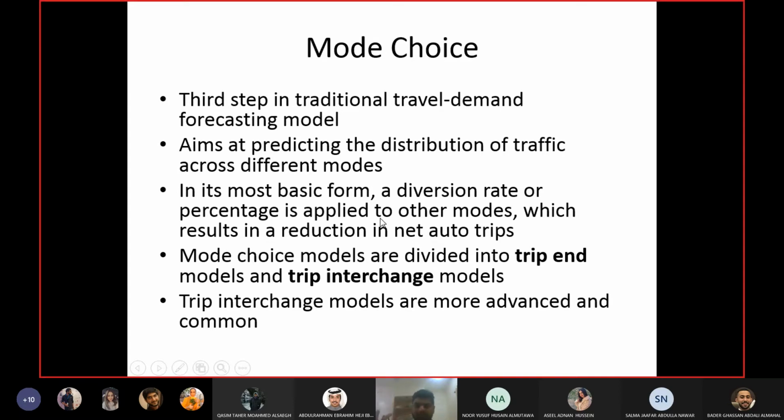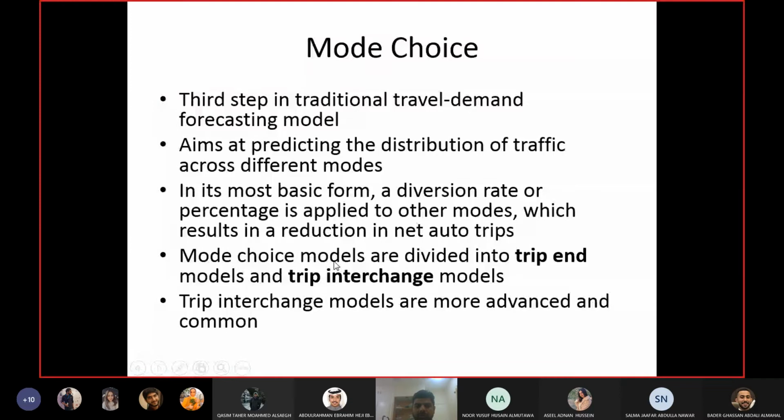Just find out the percentage of people using other modes and subtract it, and you will have the car trips. The other approach is you develop your own equations. We call them mode choice models. These equations are known as mode choice models. Mode choice models are of two types. We have trip end models and trip interchange models.